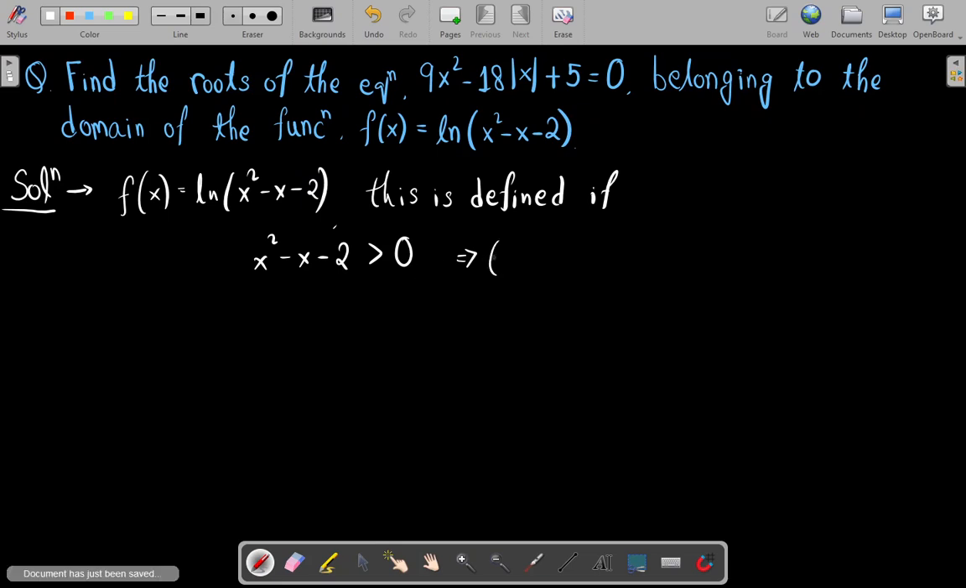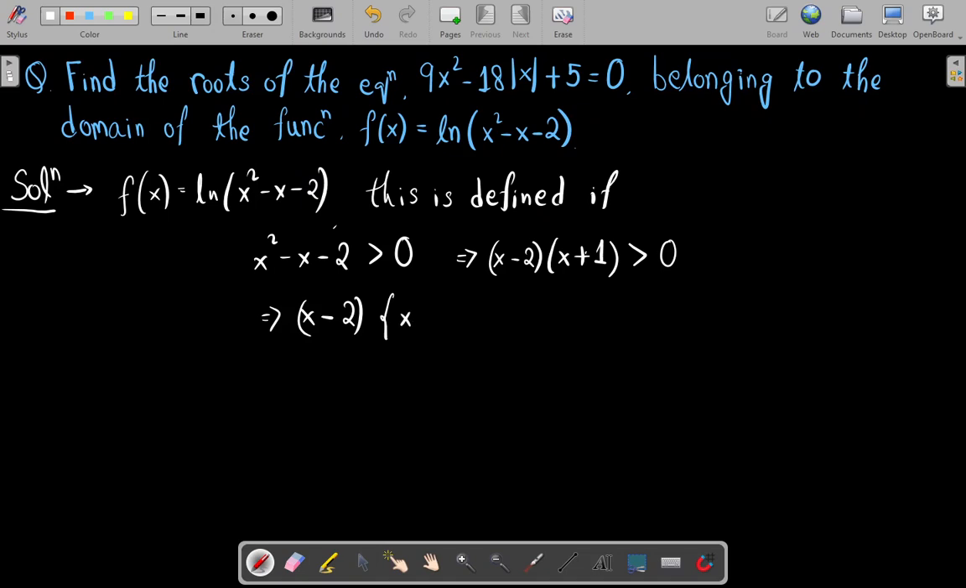If we factorize this, we get (x − 2)(x + 1), and this product is greater than 0. This can further be written as (x − 2)(x − (−1)), and this product is greater than 0.